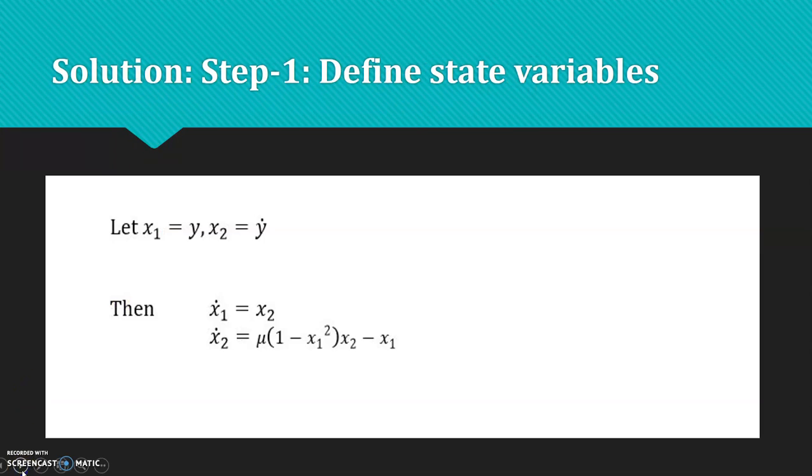So for the van der Pol equation, the first step is to define the state variables. What we have assumed is that the first state variable x1 is y and the second state variable is y dot, so that I can write the equation x1 dot equal to x2, x2 dot equal to mu times (1 minus x1 square) into x2 minus x1.